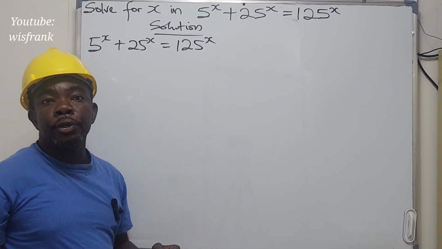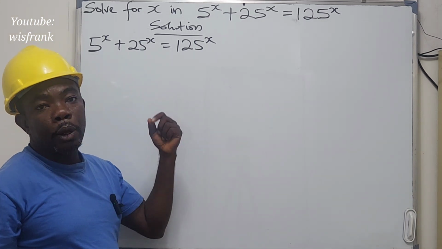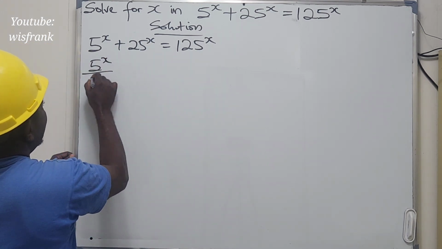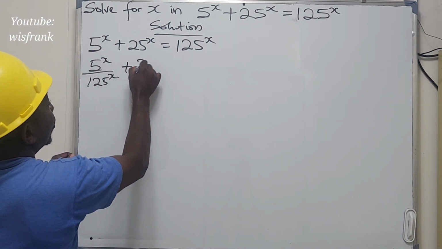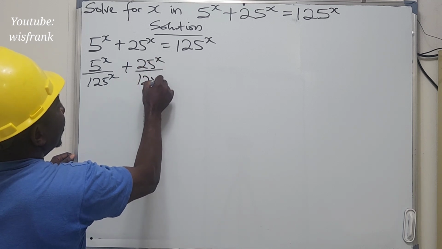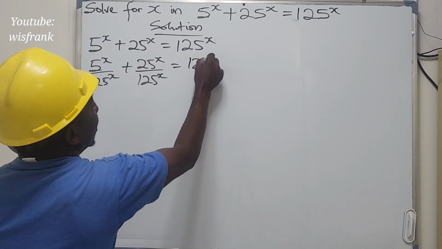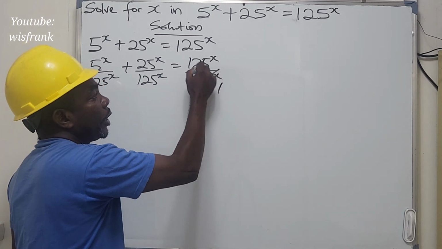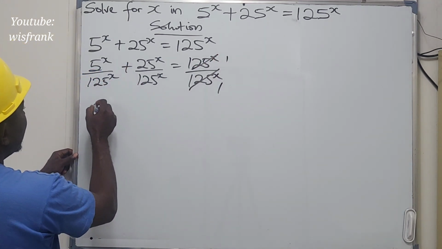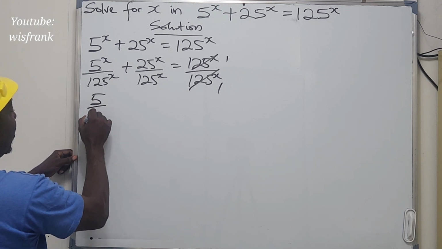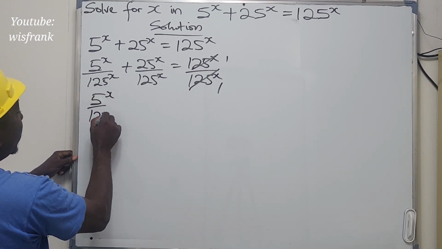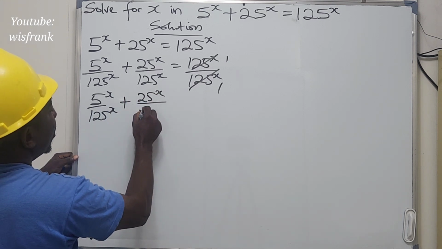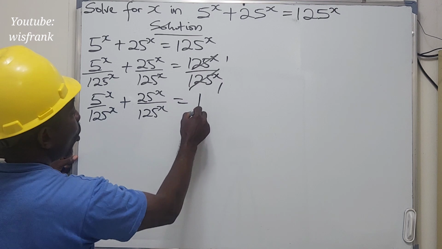So what we are going to do is divide all through by 125 to the power of x. So this will give us 5 to the power of x all over 125 to the power of x plus 25 to the power of x all over 125 to the power of x equals 125 to the power of x all over 125 to the power of x. So here will cancel here and this will cancel here, giving 1. So in this case, we have 5 to the power of x all over 125 to the power of x plus 25 to the power of x all over 125 to the power of x equals 1.